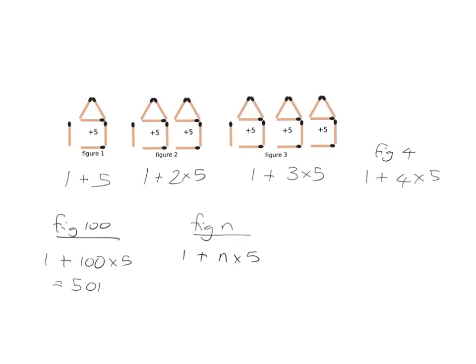And then just to write that nicely in terms of algebra, you remember that in algebra we write n times 5, typically we just write that as 5n. And more conventionally, we'd write it as 5n plus 1. So this formula can easily help us if we wanted to know how many matches there were in figure 20. We would just say it is 5 times 20 plus 1, which is 101.